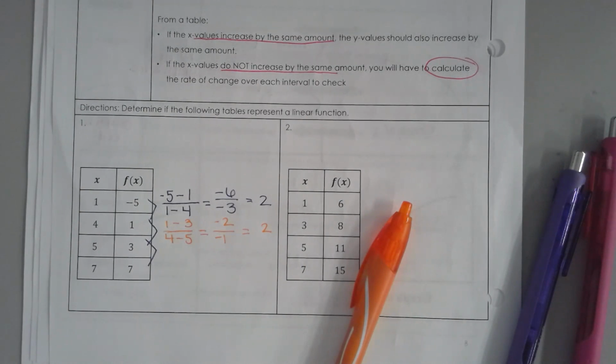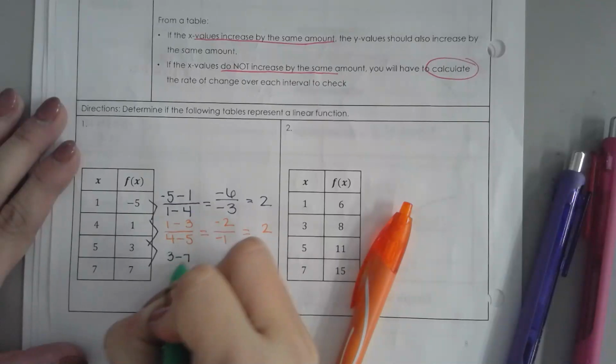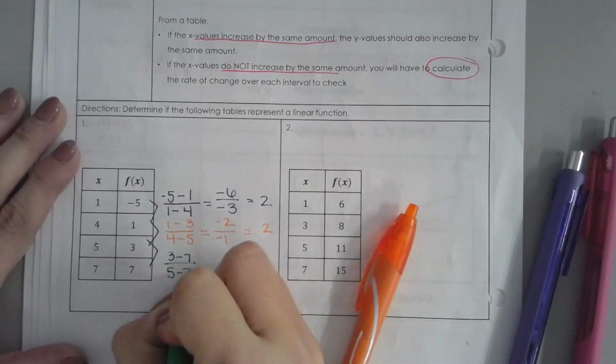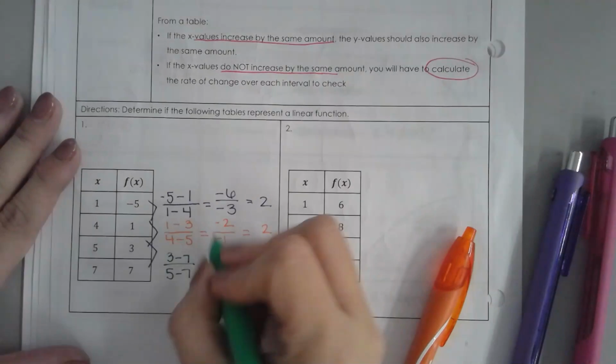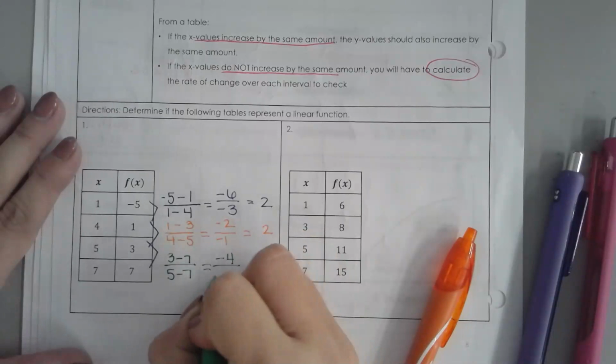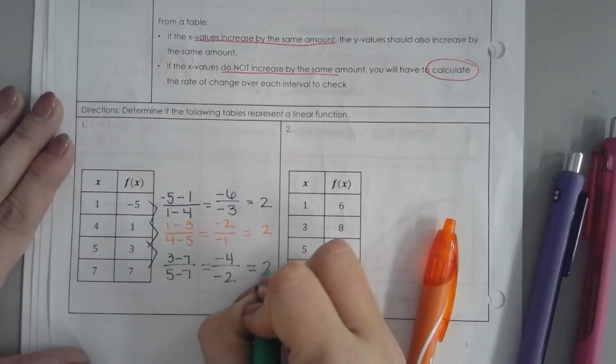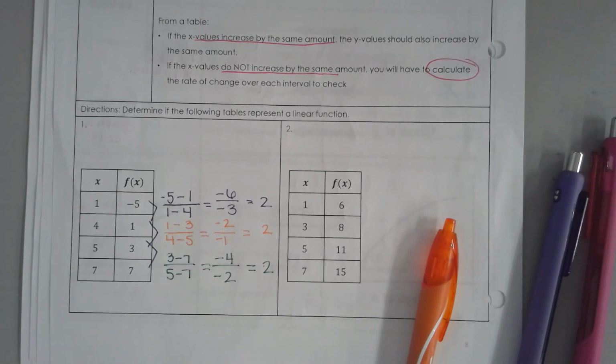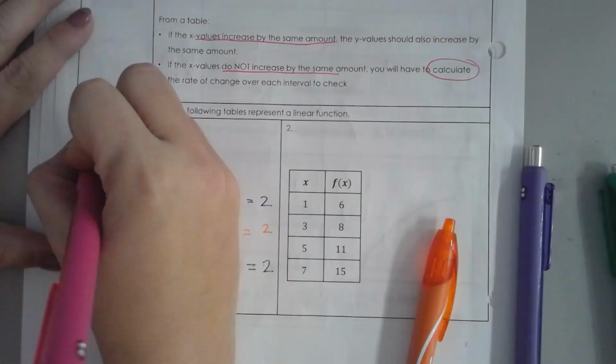Don't stop until you've checked every interval in your table. Now, if I got 2 different numbers, then I could stop because it would be no. But 3 minus 7 over 5 minus 7, negative 4 over negative 2, is 2. So, is my average rate of change constant? Yes. I got the same number for the average rate of change all the way throughout. So, yes, it is linear.